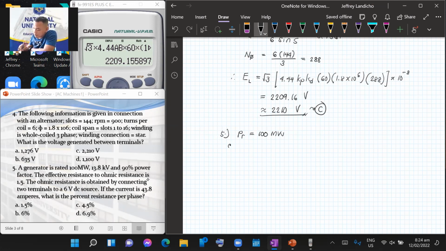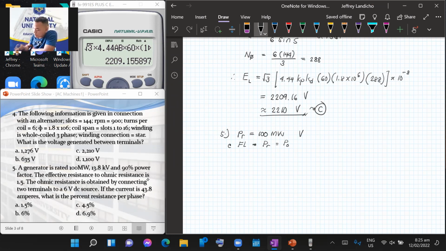So, at full load, the rated power should be equal to its output power. Rated means that this would be the maximum power or load that it can supply under normal condition. So at full load, its output or the load connected to it is equivalent to its rated value, which is 100 megawatts.